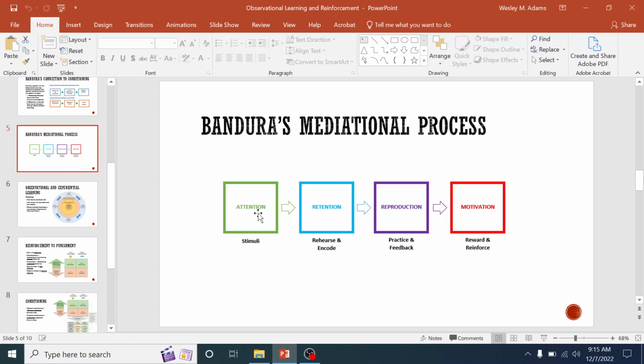What did you pay attention to? What external stimulus? What helped you retain that through rehearsal and encoding to get it over into the long-term memory? How did feedback and practice play a role in the reproduction of this activity? And what was your motivation to do the activity? External reward or internal?